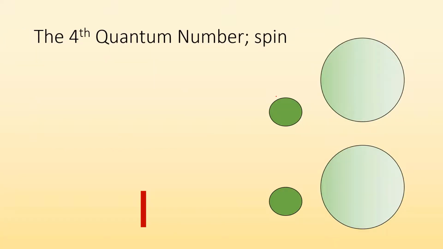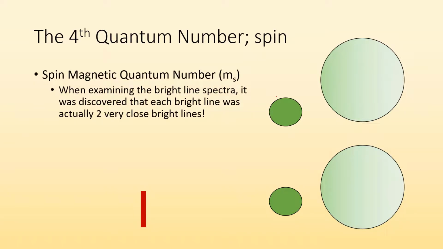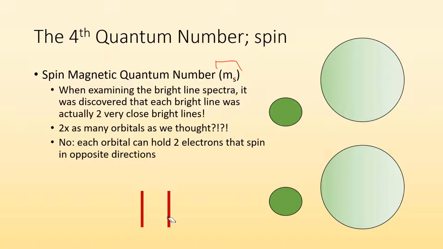So introducing the fourth quantum number called spin. The spin magnetic quantum number is denoted with a lowercase m subscript s. And, where is this coming from? Well, when we were examining the bright line spectra, it was discovered that each bright line is actually two very close bright lines. So if we're taking a look at the bright line that's down over here, it's actually two separate lines that are really close together. So how is this possible? Do we have twice as many orbitals as we thought? The short answer is no.